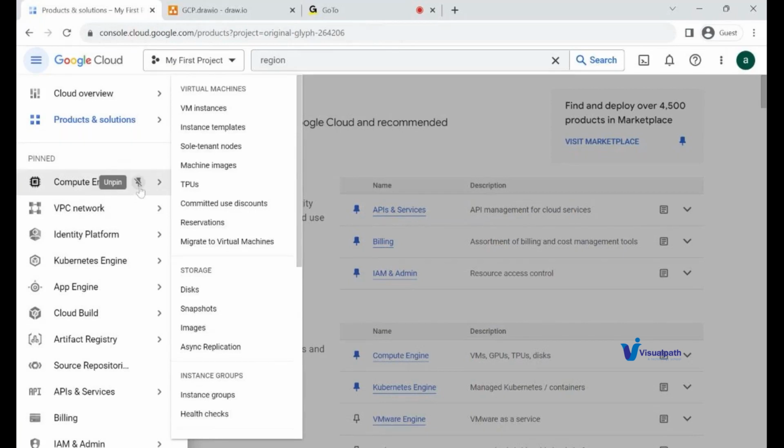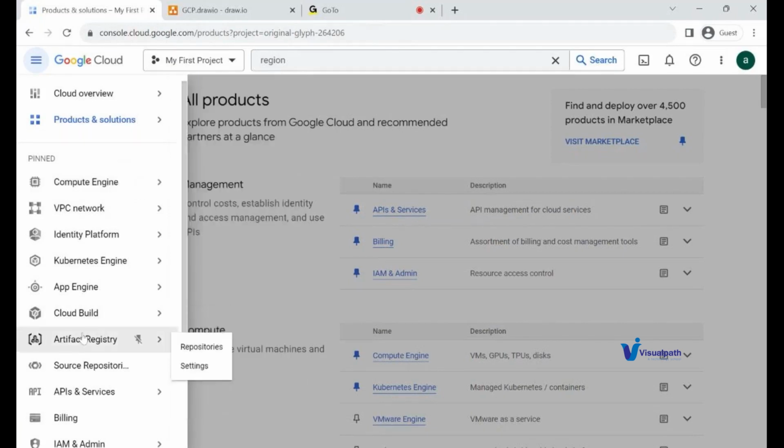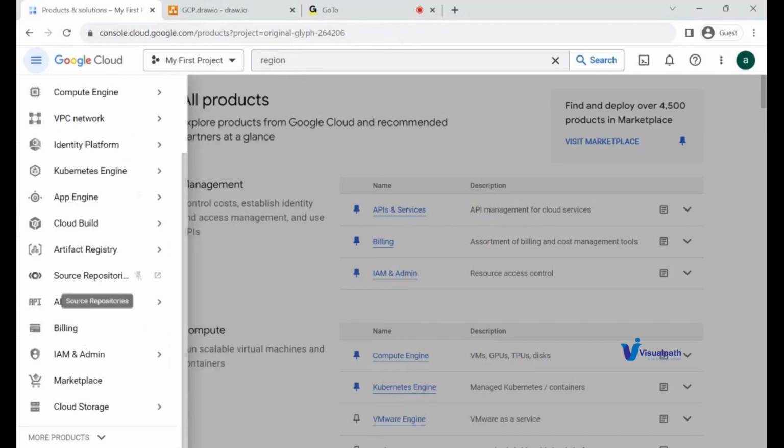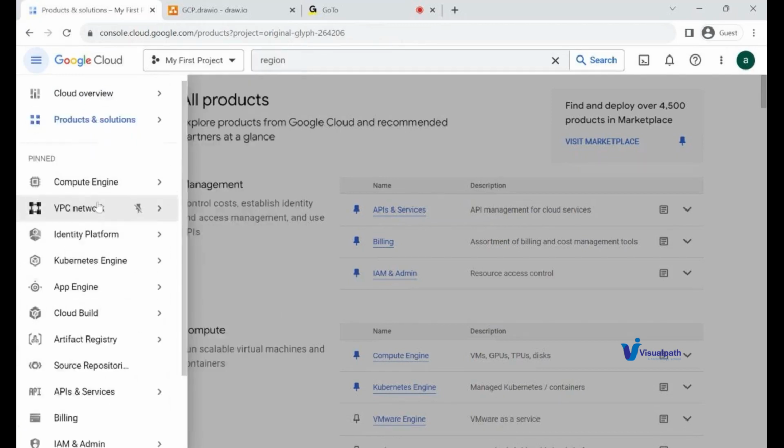There is a pin and unpin option. Pin means, since there are multiple other resources, if you pin one, it stays on top. So these are a few basic things. On the left-hand side, you get to scroll around with all of your resources.